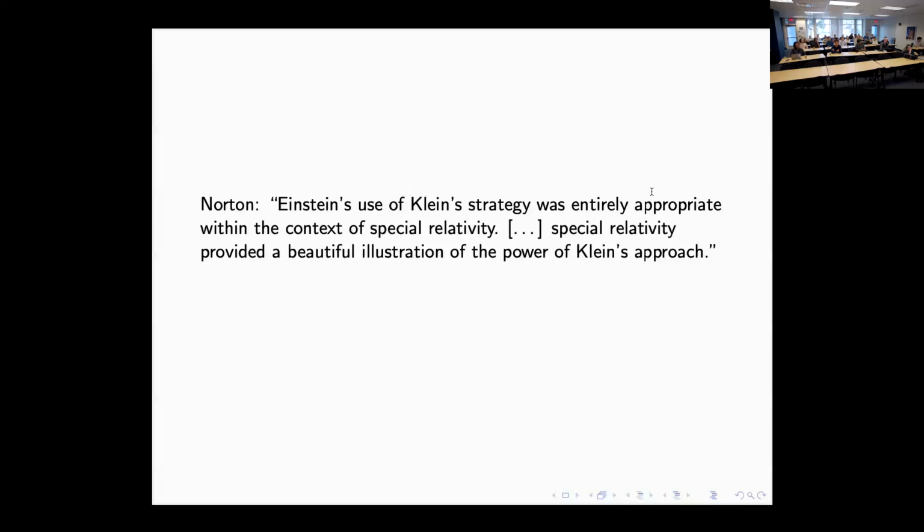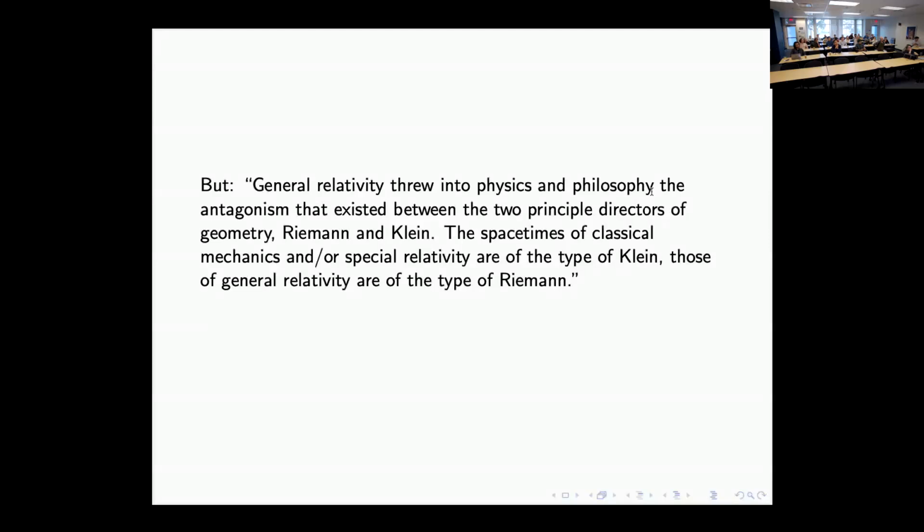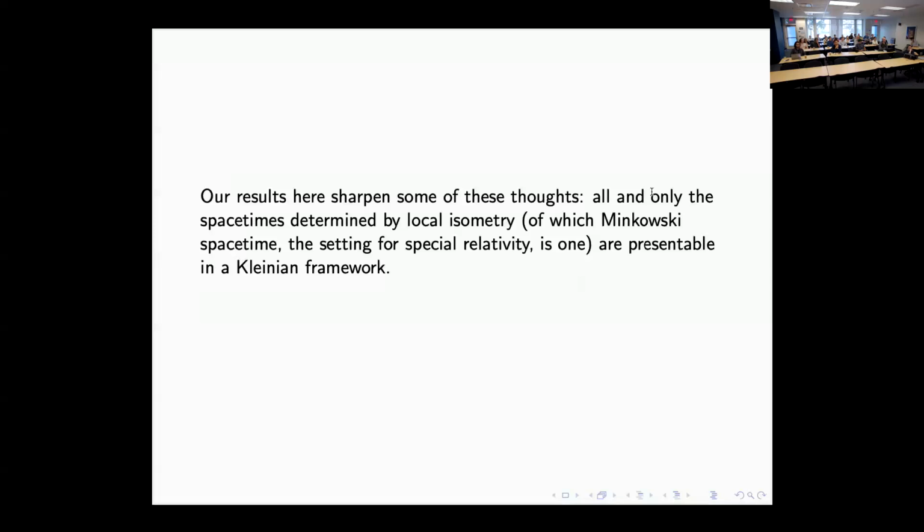Special relativity provided a beautiful illustration of the power of Klein's approach, but general relativity threw into physics and philosophy the antagonism that existed between the two principal directors of geometry, Riemann and Klein. The spacetimes of classical mechanics and special relativity are of the type of Klein. Those of general relativity are of the type of Riemann. Okay, so our results here today sharpen these thoughts. Like we've kind of delivered on this promissory note.